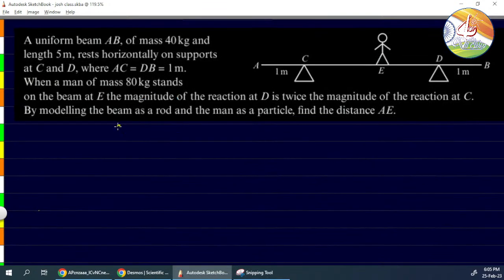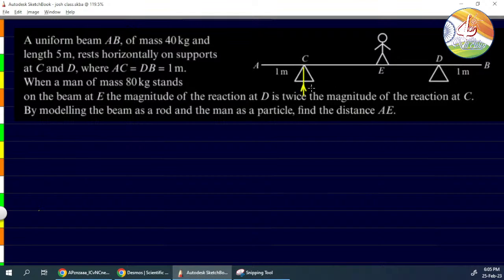Okay, so we have here a uniform beam AB of mass 40 kg and length 5 meters. The total length of the beam is 5 meters. It rests horizontally on supports C and D, where AC and DB are both equal to 1 meter. When a man of mass 80 kg stands on the beam at E, the magnitude of reaction at D is twice the magnitude of reaction at C.